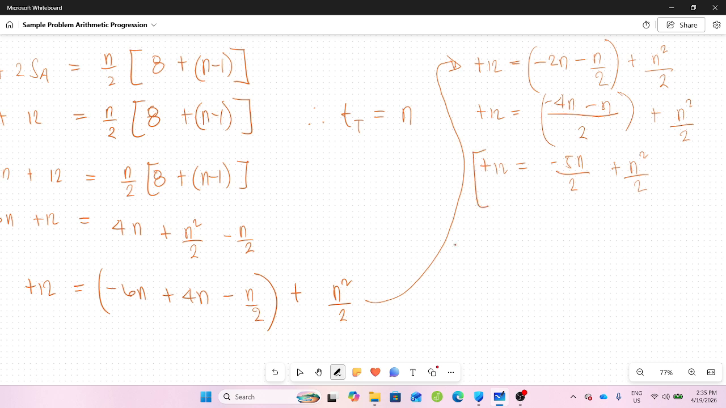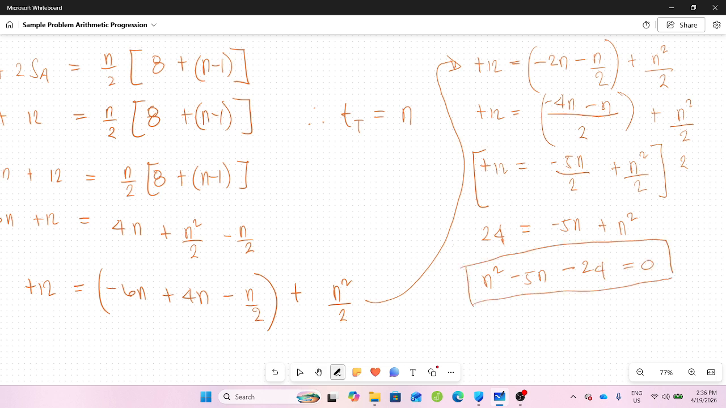So what we could do next here is multiply each term on the left and the right by 2. So this becomes 24 equals negative 5n plus n squared. Now, let me simplify this further. So this is n squared minus 5n minus 24 equals 0. Okay?